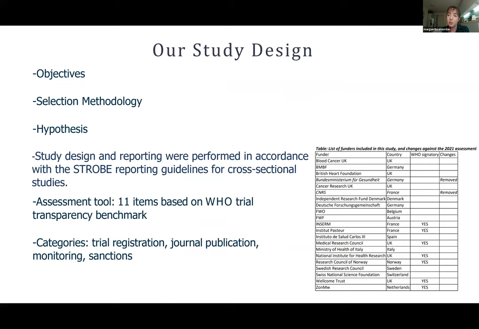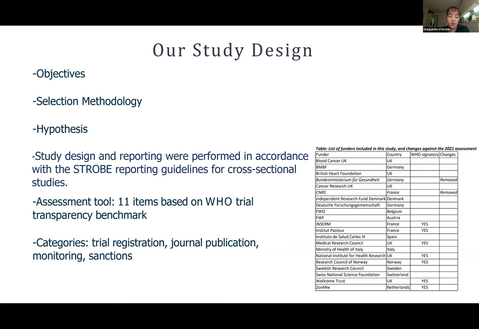The hypothesis for the original study of the European funders was that major research funders have strengthened their clinical trial transparency policies between 2021 and 22. And we guessed that this remained unchanged, but on top of our study, we added a second hypothesis that clinical trial policies of key public and philanthropic medical research funders worldwide do not actually meet best practice global benchmarks.